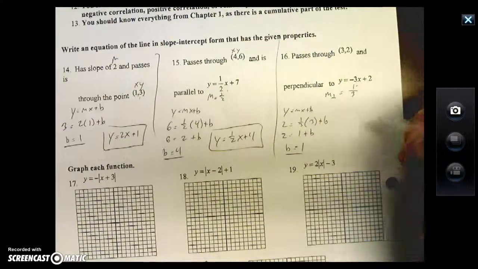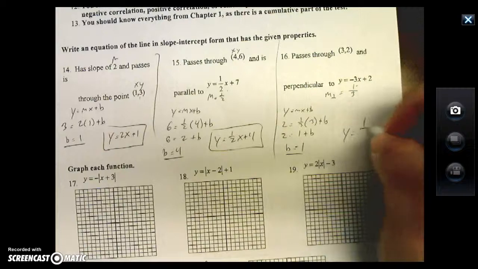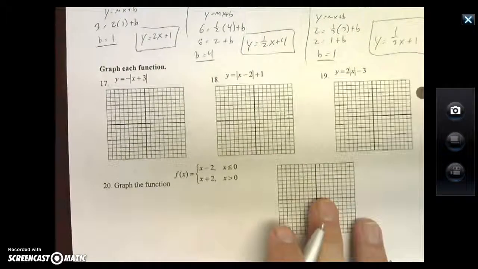Subtract over, b is 1. Plug everything back in. y equals 1/3 x plus 1. And we are awesome. Okay? So, very good.